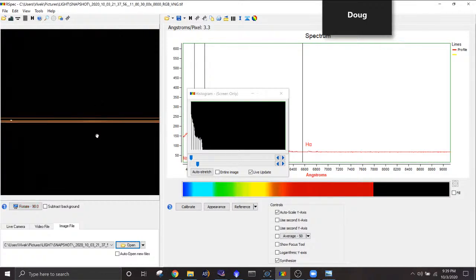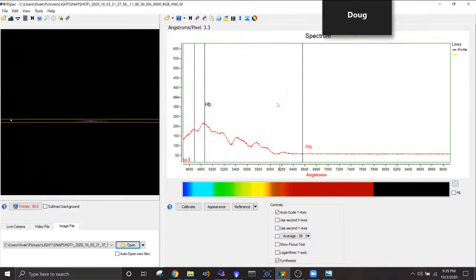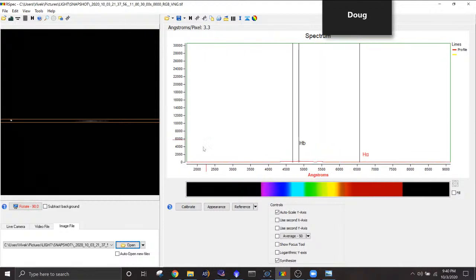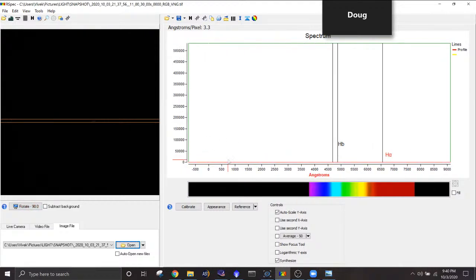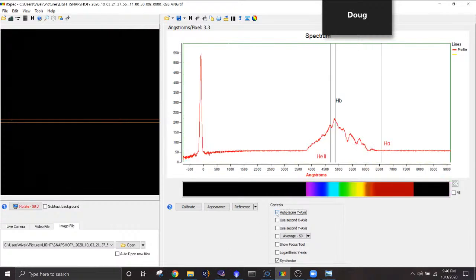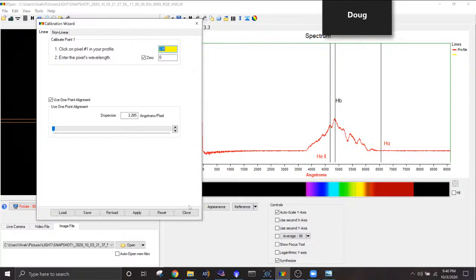Does Triton have an atmosphere? Or is it just a rock? Well, technically, everybody has an atmosphere. Okay. Oh my god, what is going on? Where's my mouse? Okay, that's better. Let's calibrate this so we can understand what's going on.